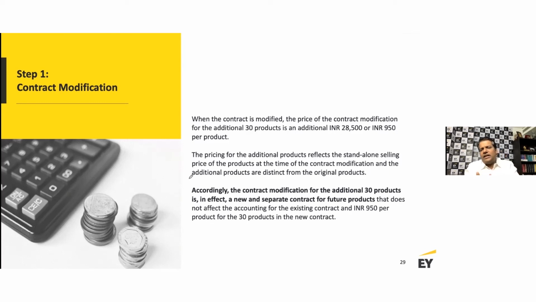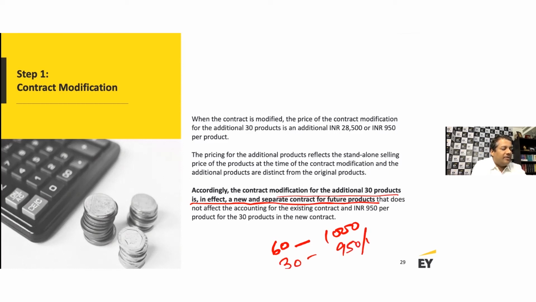All these products are individually identifiable, and hence the modification for the additional 30 products is in effect a new and separate contract. So what does this mean? If you continue to supply your existing 60 units, you will record revenue for them at 1,000. Once you start supplying these 30, you will record revenue for them at 9,950 per unit.